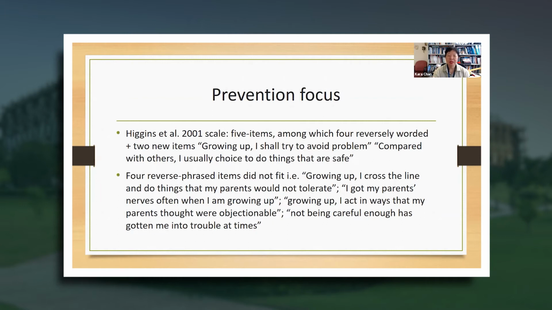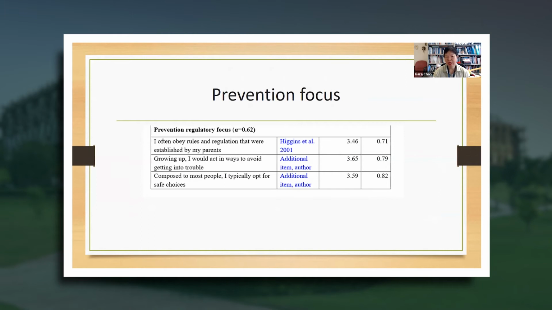As a result, I added 2 items. "Growing up, I tried to avoid problems." "Compared with others, I usually choose to do things that are safe." These items were not tested in a rigorous psychometric study, but only follow the same idea and the same pattern of asking. So you will see that we only have 3 items, still not very successful, 0.62 for this scale.